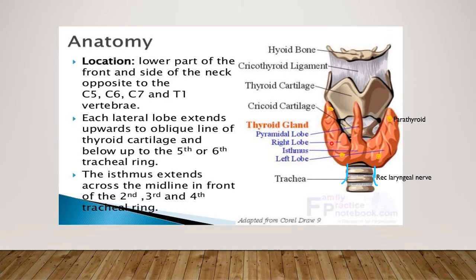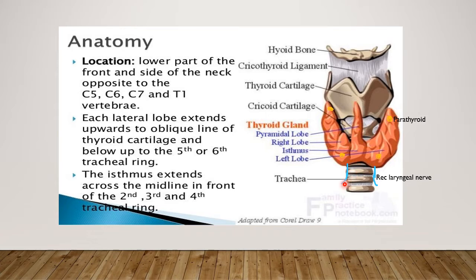This thyroid gland is closely related to a number of structures, which is really important for the surgeon. Posteriorly, there are the parathyroids, the superior parathyroids related to the posterior surface of the upper lobes, and the inferior parathyroids related to the lower lobes of the thyroid gland. These are important because during thyroidectomy, they must be identified and spared to avoid hypoparathyroidism.